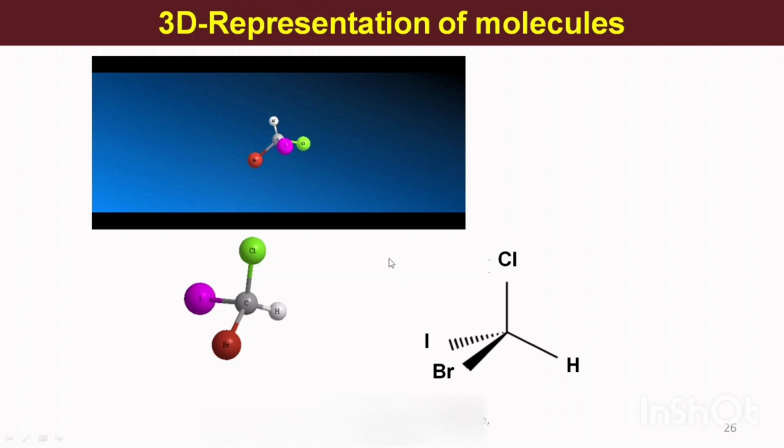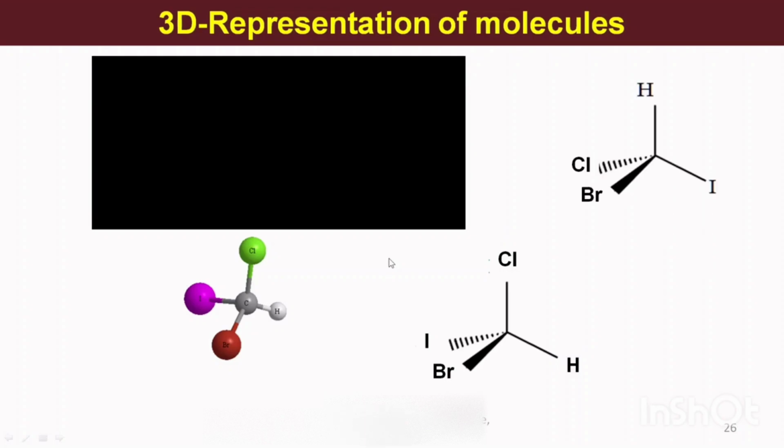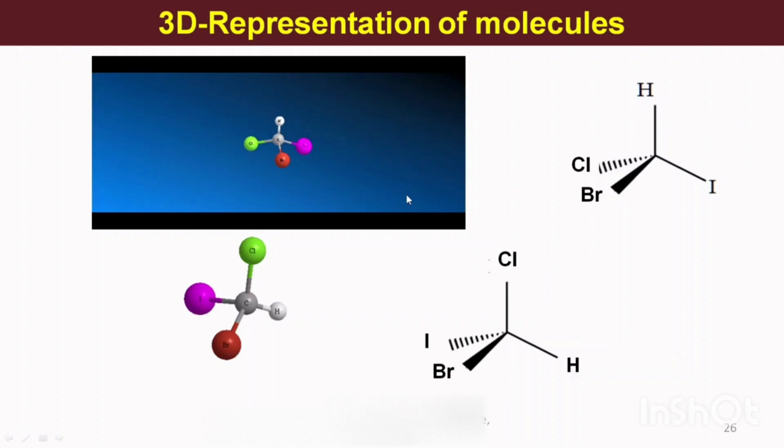As discussed earlier, one such formula is the wedge formula. It is also called the flying wedge projection. It is the most widely used three-dimensional representation of a molecule on a two-dimensional surface, that is paper. So this kind of representation is usually done for the molecule containing a chiral center.